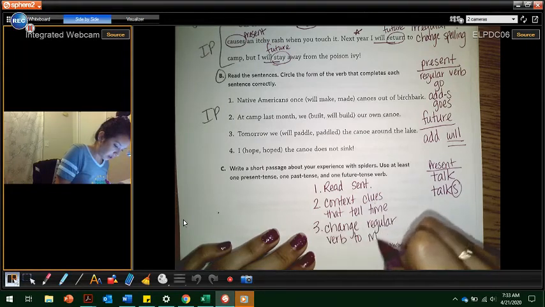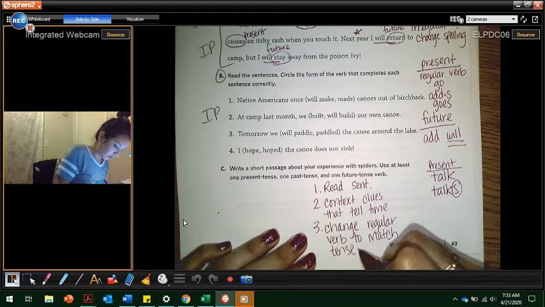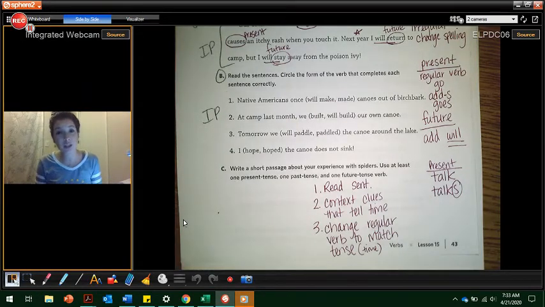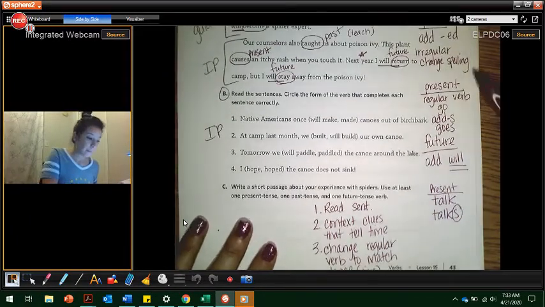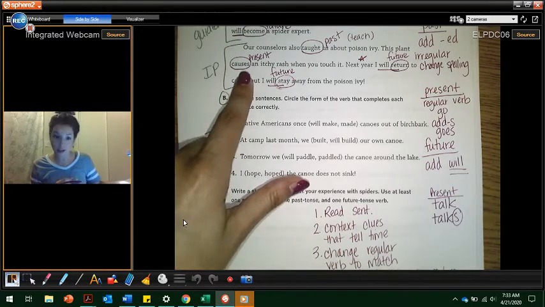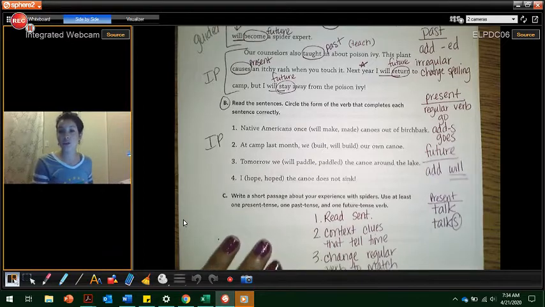Okay? Three, you're going to change the regular verb to match the tense, right? Tense meaning time. What are the three times that we're trying to tell? You say it. I'll say it. Past, present, future. So future, again, really easy. You add will. Present tense stays regular, or sometimes you have to add an S, like in causes. And then past, you're adding that ed, or your spelling can change.